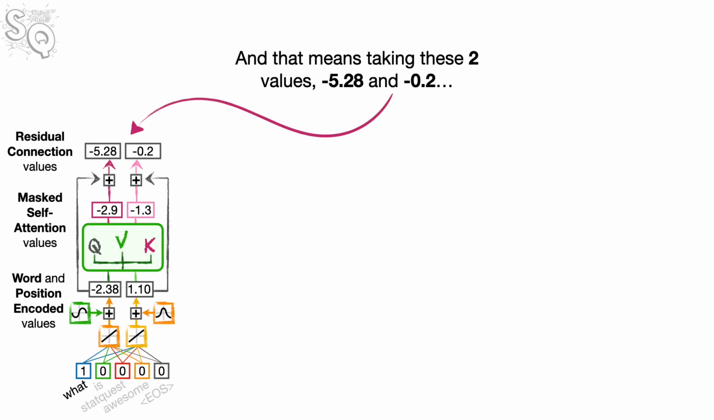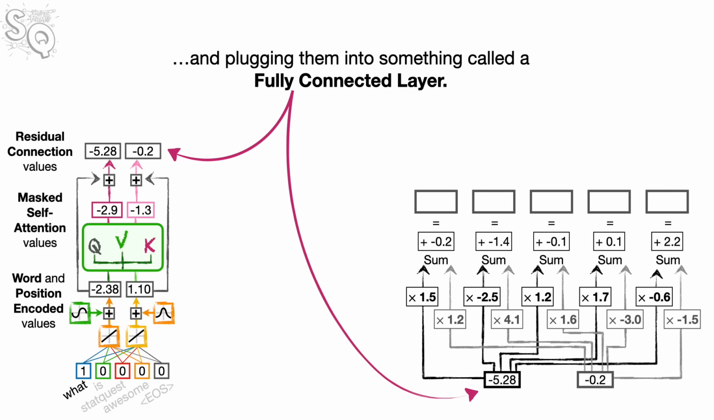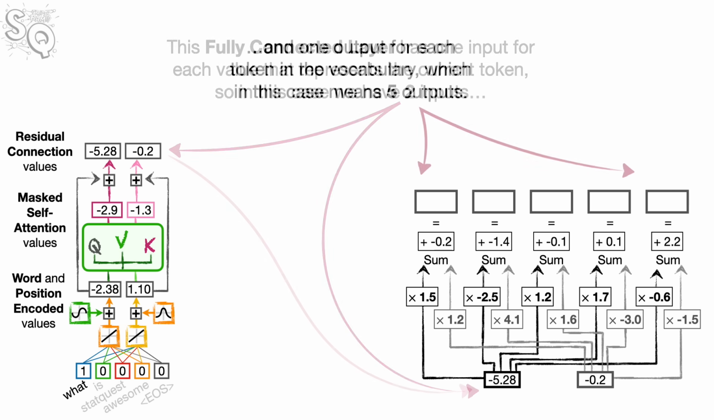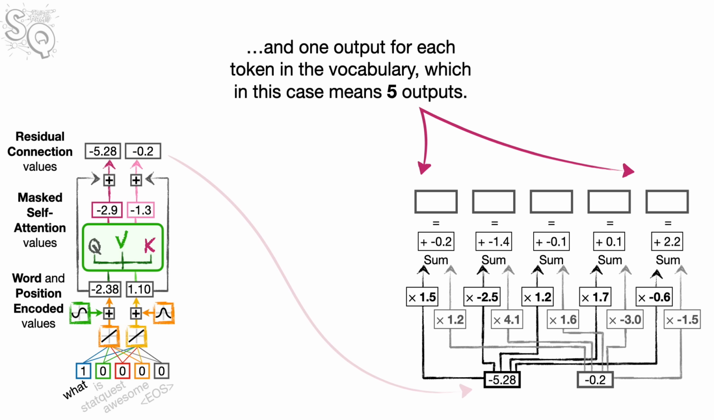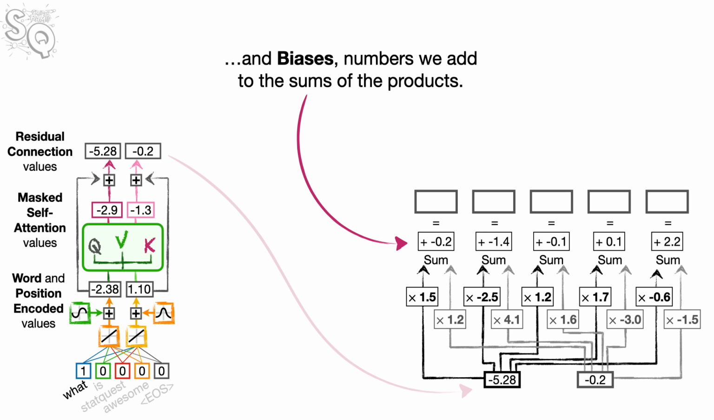And that means taking these two values, -5.28 and -0.2, and plugging them into something called a fully connected layer. This fully connected layer has one input for each value that represents the current token, so in this case we have two inputs, and one output for each token in the vocabulary, which in this case means 5 outputs. Note, a fully connected layer is just a simple neural network with weights, numbers we multiply the inputs by, and biases, numbers we add to the sums of the products.